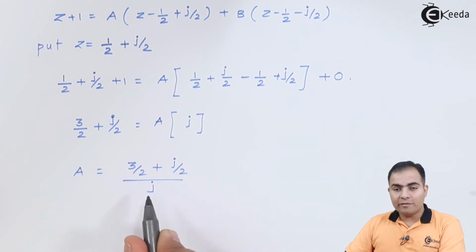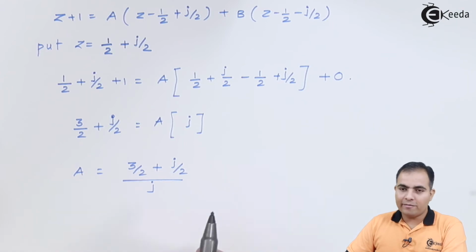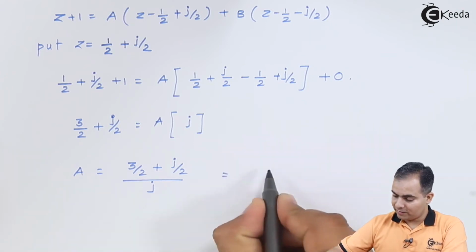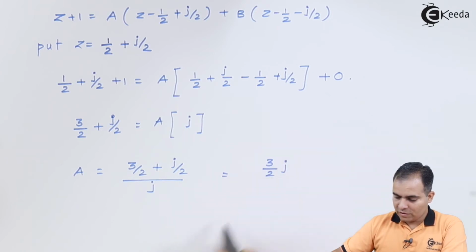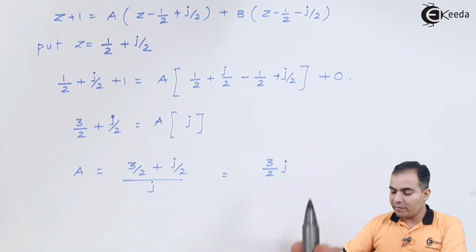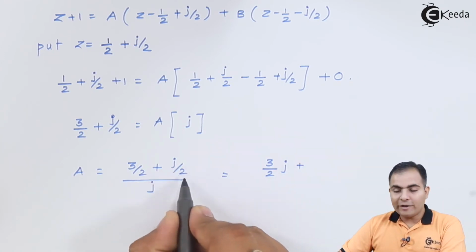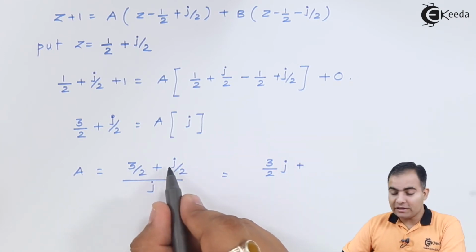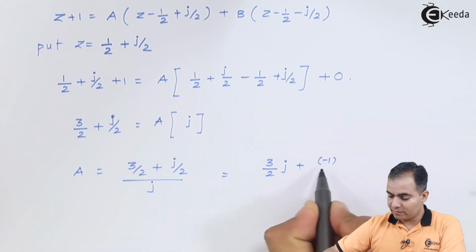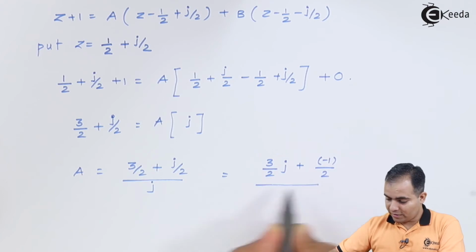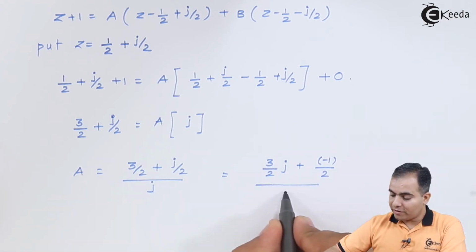Now, we never place j in the denominator. Then what can we do? We'll multiply numerator and denominator by j. So, 3 by 2 will be multiplied with j, and here plus, this j by 2 is also multiplied with j. But j into j is j square, and j square is always minus 1, so the denominator becomes minus 1. Here also, j into j becomes minus 1, so here I'm going to write a minus 1.